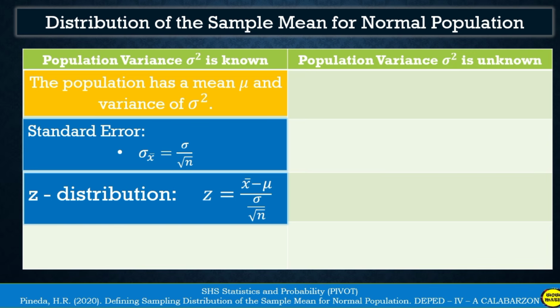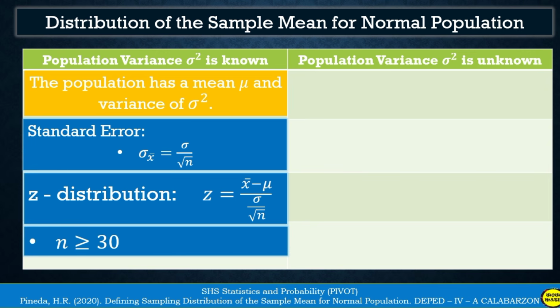Again, our Z distribution can be applied for large sample sizes, like n greater than or equal to 30. This is what most researchers say: they consider a large sample size to start at 30, that is, greater than or equal to 30.